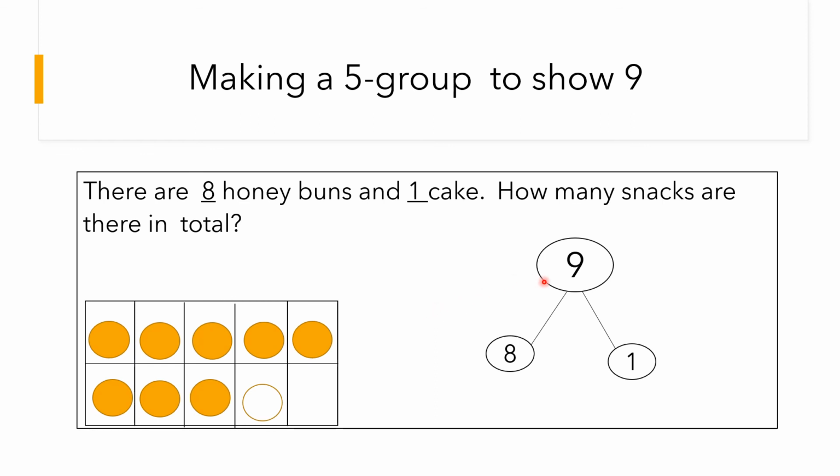Our total, 9, goes in the hole. Our part, 8, goes in one part of our number bond, and our part 1 goes in the other side of our number bond. 8 plus 1 equals 9.